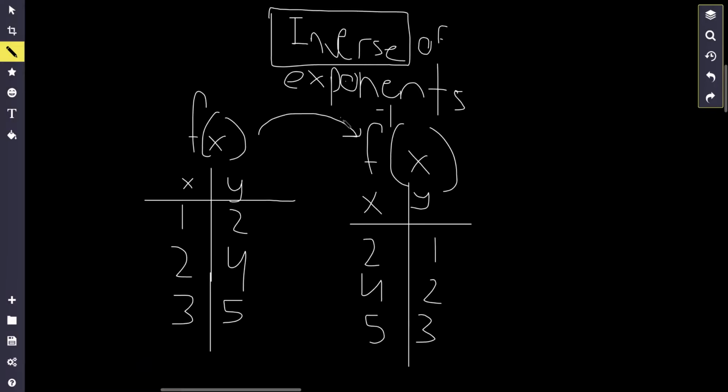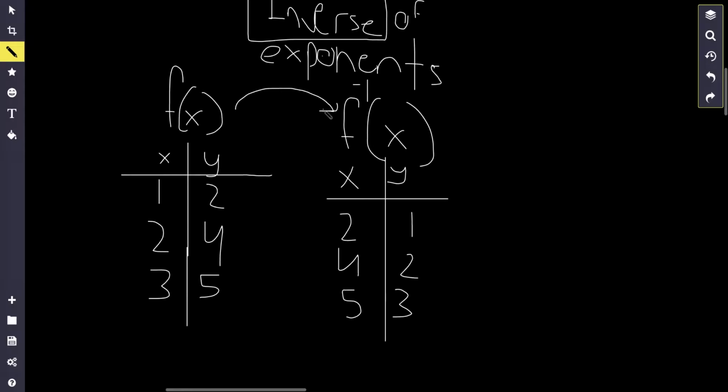The inverse of f of x: when a function is an inverse of another function, the x and y values are basically swapped. In our original function, when x is equal to 1, the y value is equal to 2. However, in our inverse function, when the x value is equal to 2, the y value is equal to 1. All these values in our table have swapped.